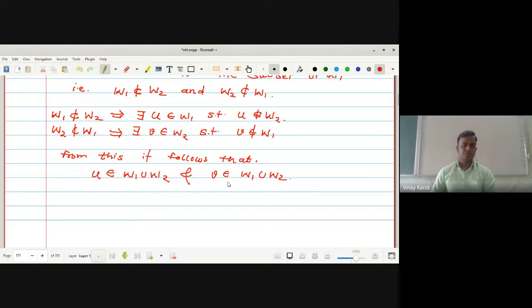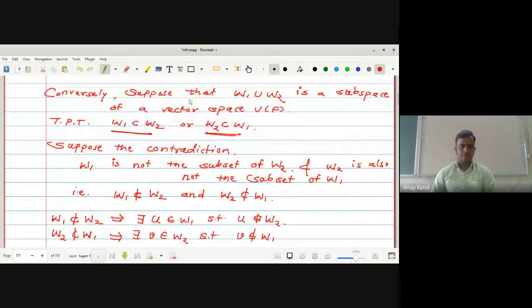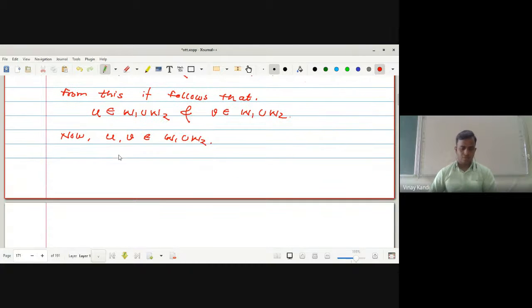V belongs to W2. It means we have V belongs to W1 union W2. Now U and this V belong to W1 union W2. And what we have, look here: W1 union W2 is what? A subspace of the vector space V over F. Now here U and V belong to W1 union W2, and this union W1 union W2 is a subspace.